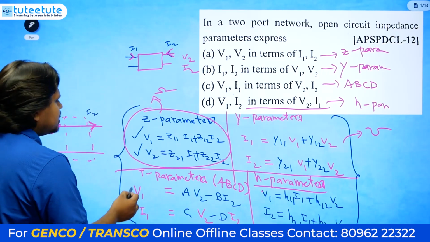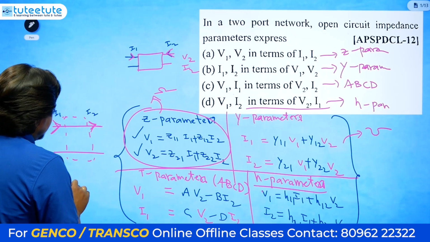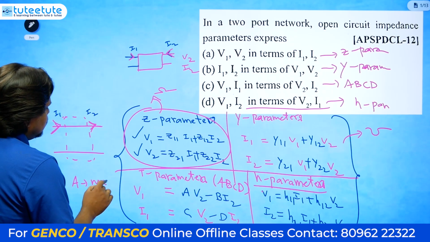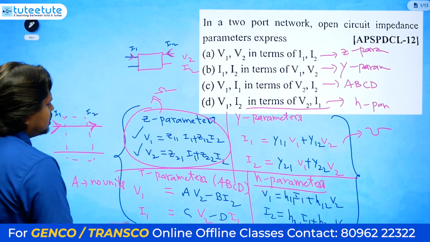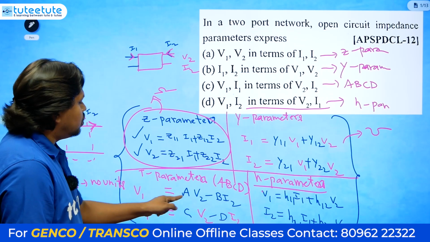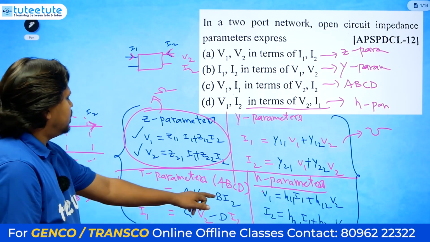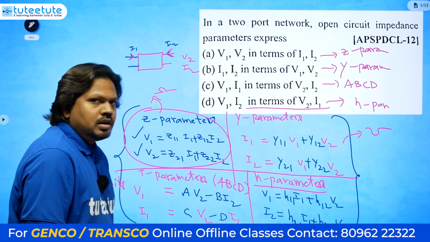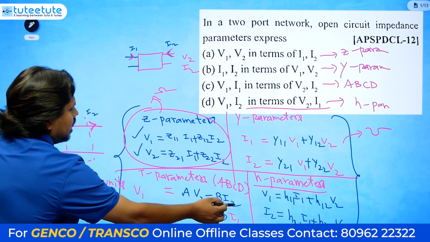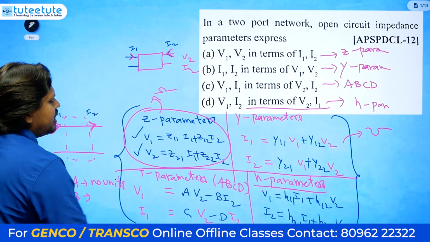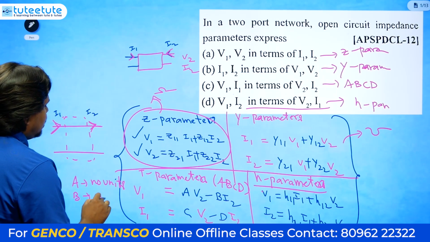Now the units of these T parameters. A has no units. How no units? V1 divided by V2, so no units. Next, B units: V1 divided by I2, voltage divided by current, which is nothing but ohms.